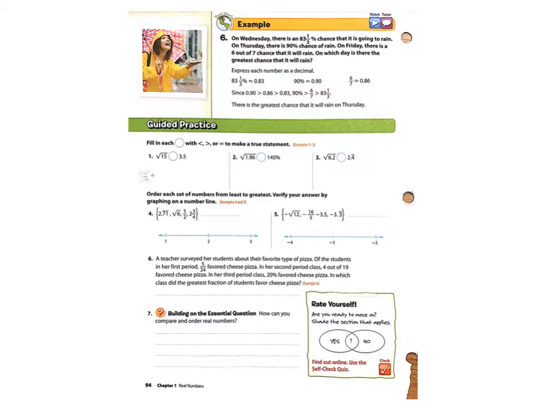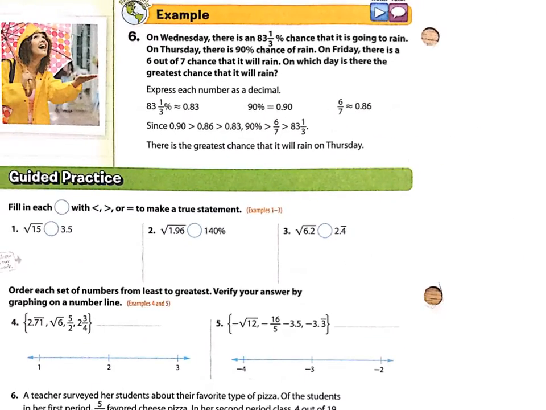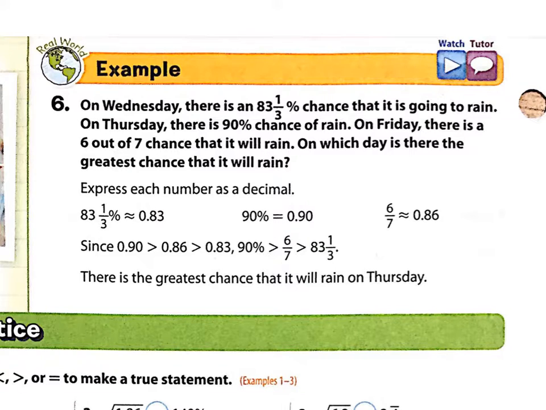All right. So go ahead and turn the page. So we're gonna read this example real quick, and then we'll work on the guided practice. The example's pretty easy. On Wednesday there is an 83 1/3% chance that it's going to rain. On Thursday there's a 90% chance of rain. On Friday there's a 6 out of 7 chance that it will rain. Which day has the greatest chance of rain?